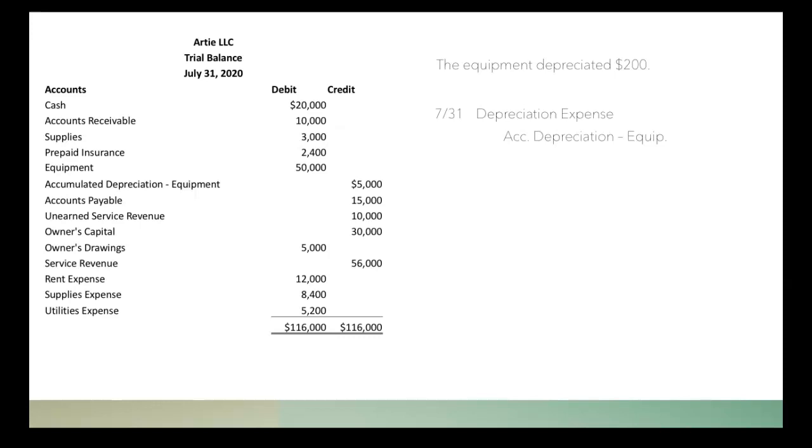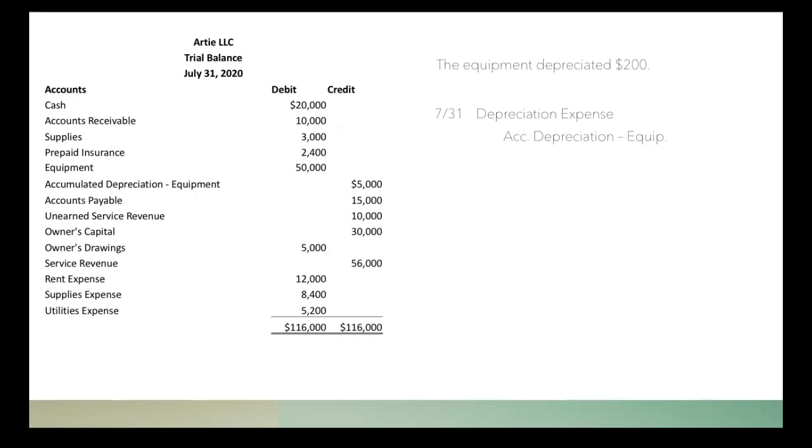Accumulated depreciation is a contra asset. It goes against your assets. So it also acts in a way opposite of assets. So accumulated depreciation has a normal credit balance, meaning it will go up with a credit. So here, we are increasing our expense by debiting depreciation expense. We're also increasing accumulated depreciation by crediting that contra asset account.